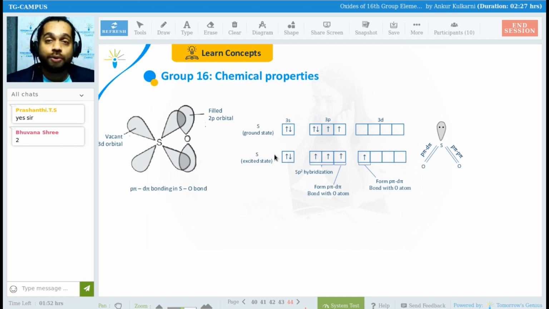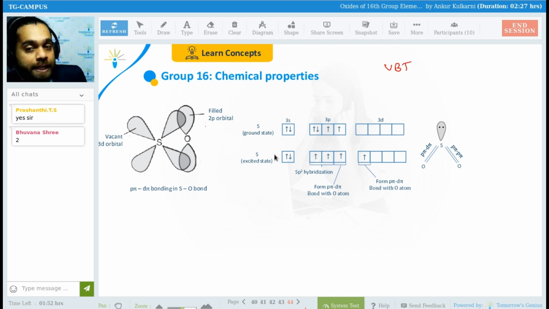Now this was VSEPR, which is actually more accurate for finding the hybridization of non-metals, but we also have something called VBT. In VBT, we draw the orbitals. Now look over here. So what happens in the VBT?